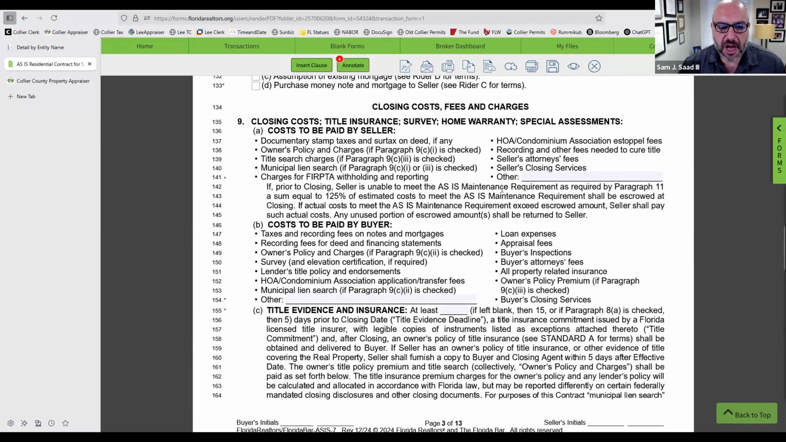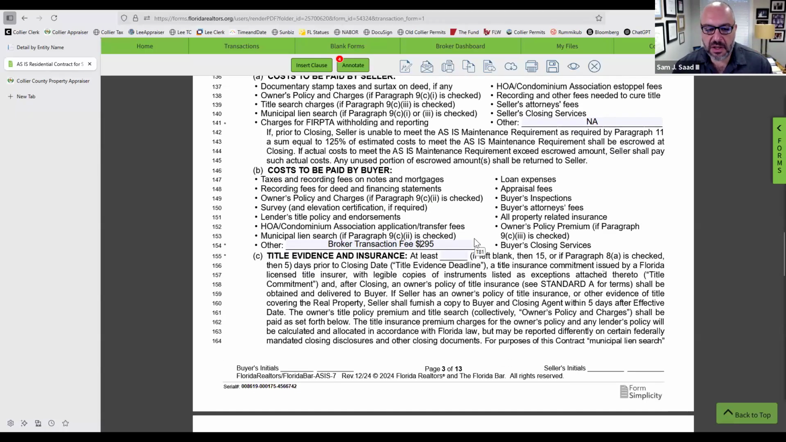Now, up next, we see two blanks here for other and other for closing costs. I do leave these two blanks blank, or I'll type in an NA, or there may be a broker transaction fee of, I don't know, let's say $2.95. So you type that in if that existed.